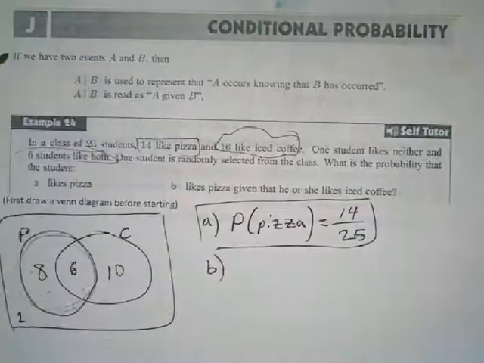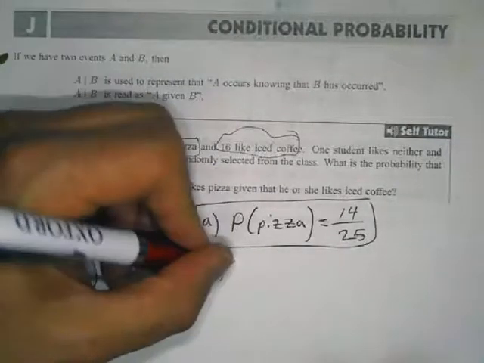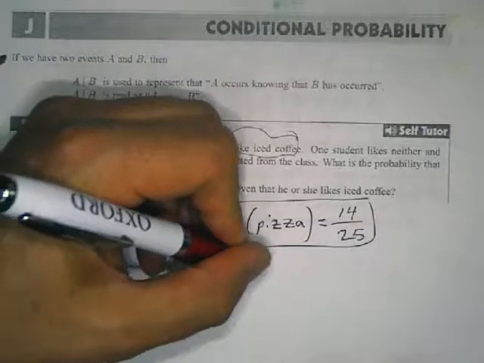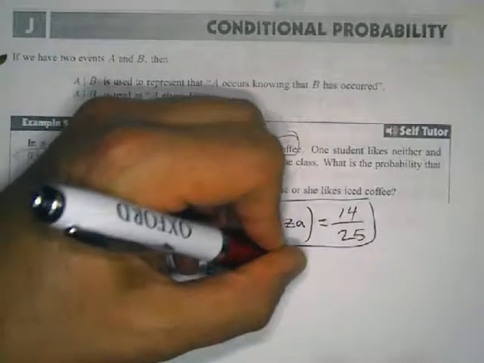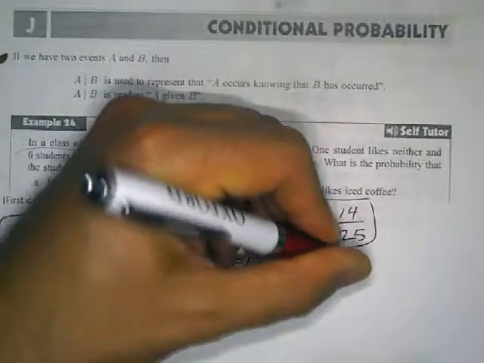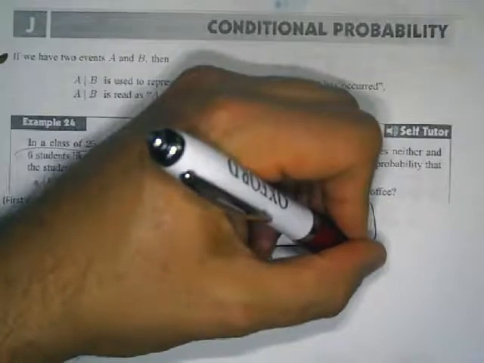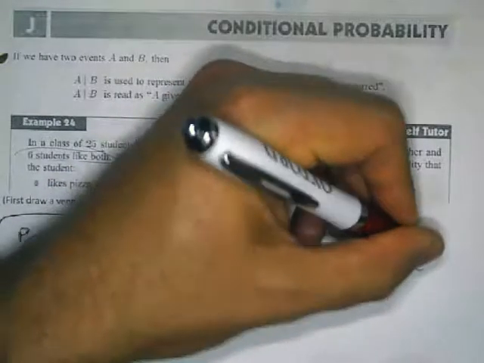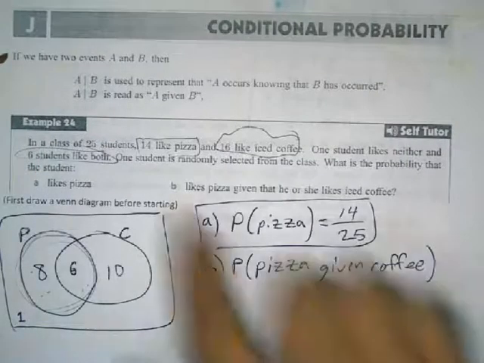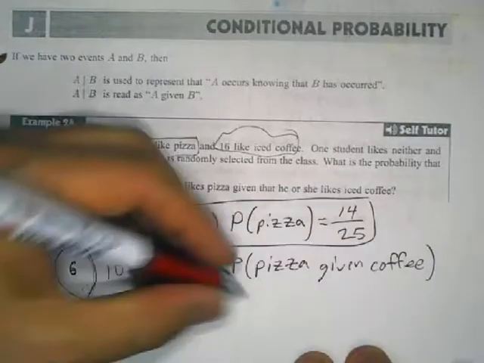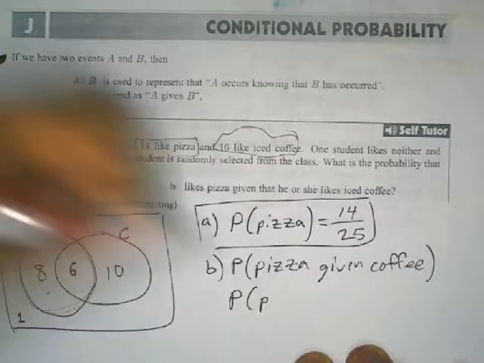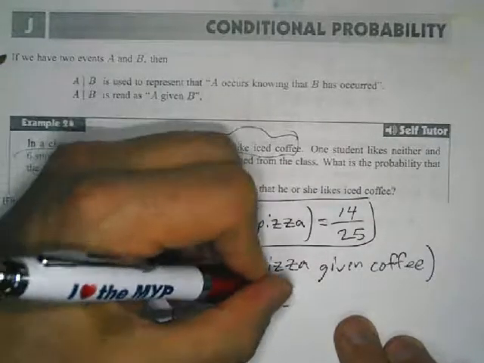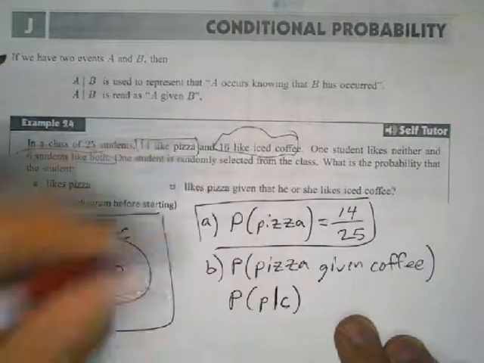Now the next one, what's the probability that a person likes pizza given they like iced coffee? Another way to write it using this notation here is P for pizza, this line here, and then C for coffee. Okay, so this line here means given the second thing.